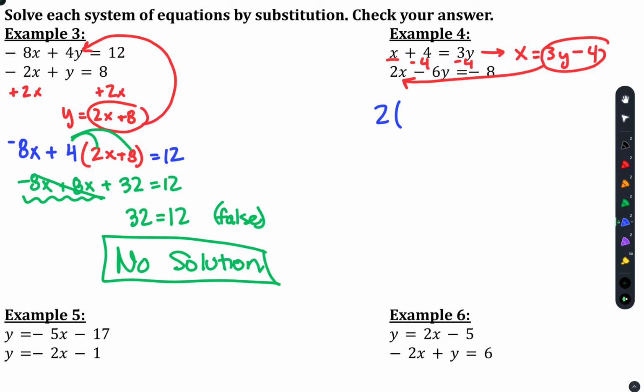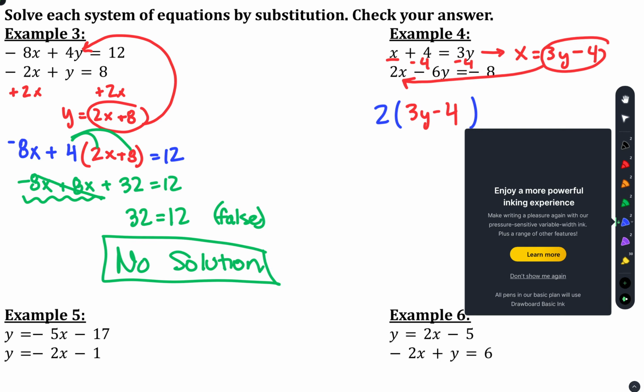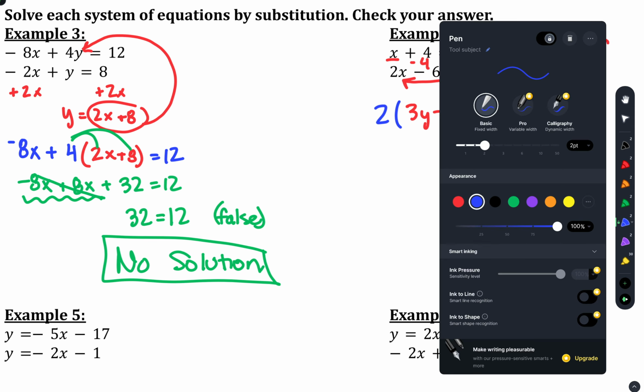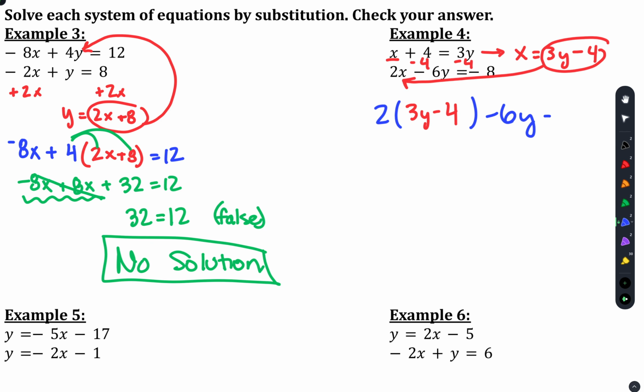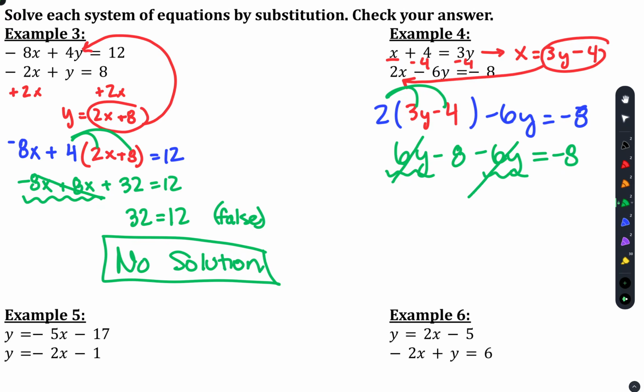So this is 2 times 3y minus 4 minus 6y equals negative 8. I don't see anything wrong with this right now, so I'm going to just start distributing. 6y minus 8 minus 6y equals negative 8. Again, I'm seeing my y's cancel themselves out because when I combine like terms, I get 0. What I'm left with is negative 8 equals negative 8.